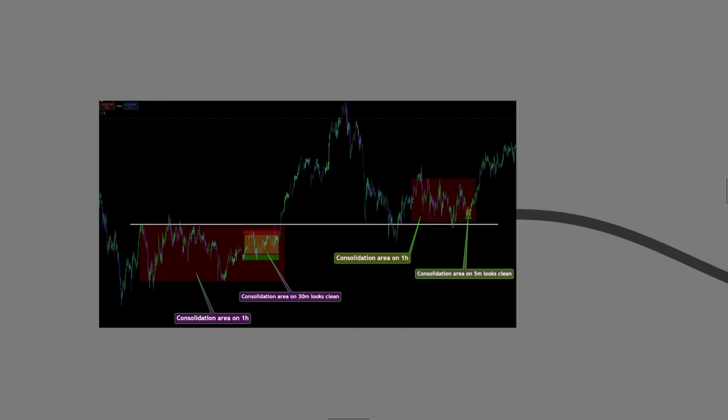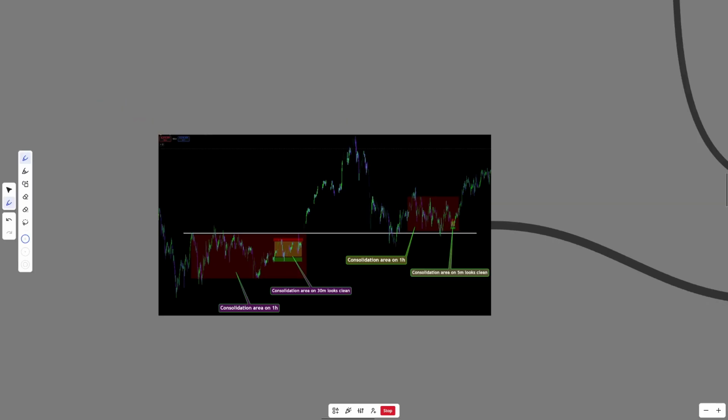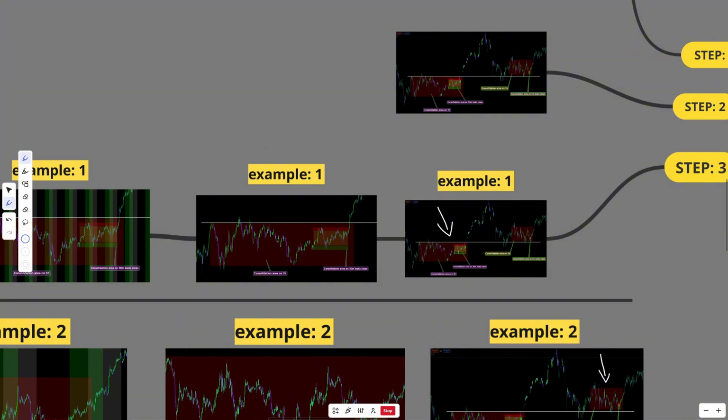And step 3, breakout in the direction of the higher time frame. So for example, we have the 4 hour bullish, the 1 hour consolidating, a 15-minute mini consolidating, the London session opens, and price breaks the 15-minute consolidating to the upside. So this tells me buyers are in control, sellers have been removed, liquidity was collected, and volume entered the market. The breakout is clean and valid.